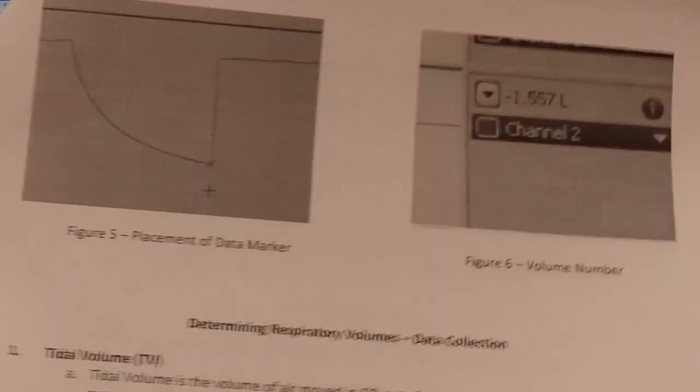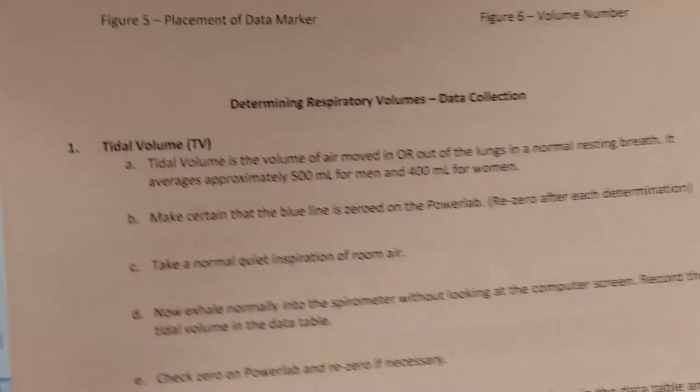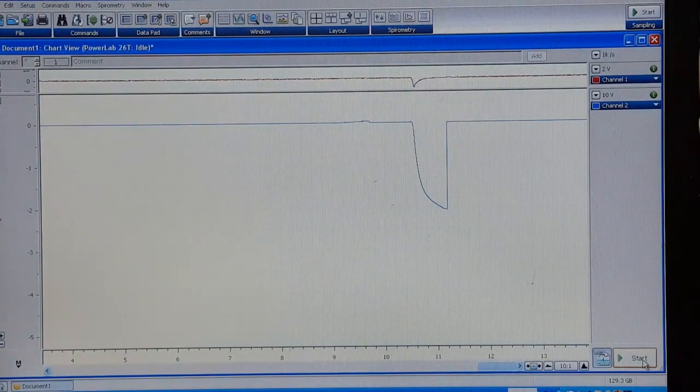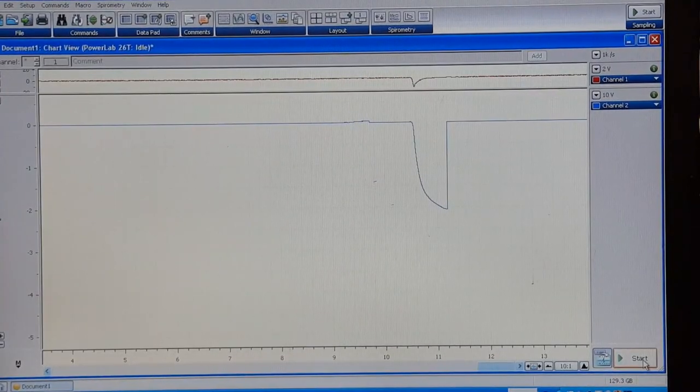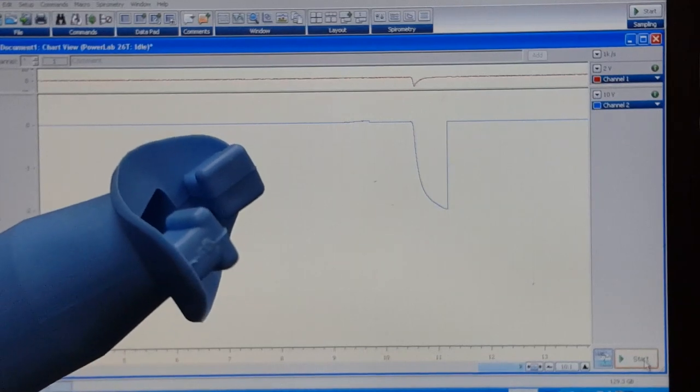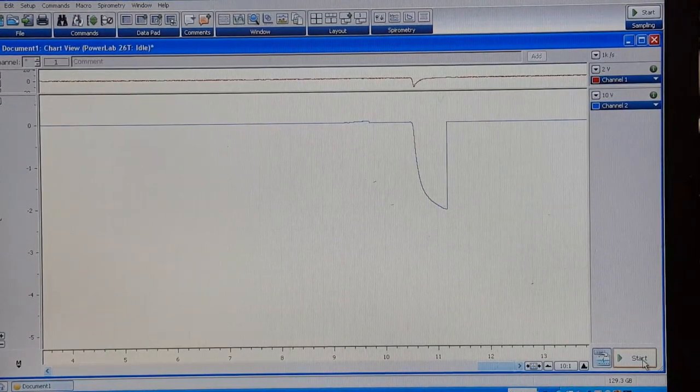So now let's take a look at the first thing we want to collect, which is a tidal volume. Tidal volume is how much air, the volume of air that can be moved in or out of the lungs with a normal resting breath. How do I record that using this spirometer? Well, here's my mouthpiece. So I will breathe in normally. Hear me inhale. But that was a little too forceful, wasn't it? So I'll get myself relaxed and I'll inhale normally and then exhale normally. My exhale will have to go into the spirometer mouthpiece. Does that make sense to everybody?